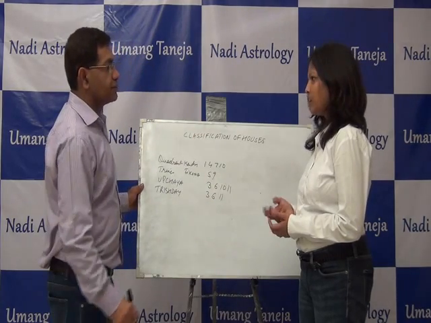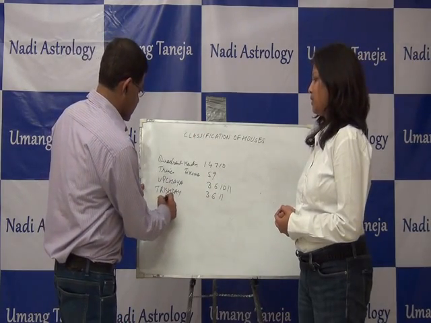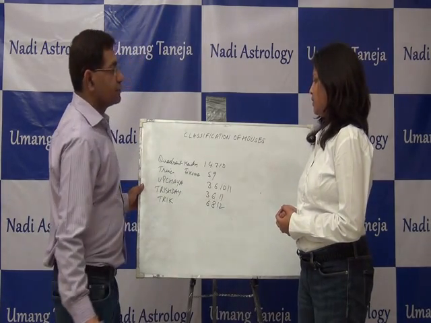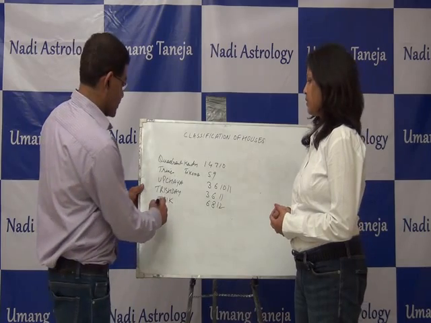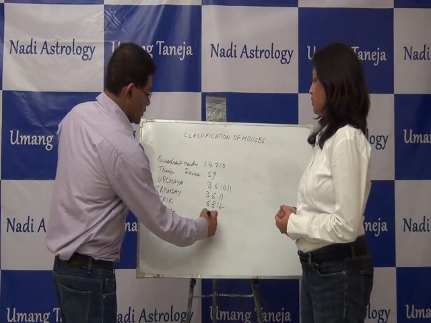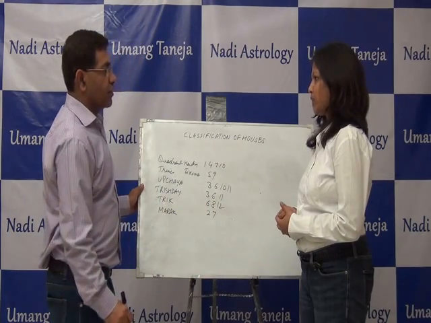Then we have Trik houses. Which are the three houses? That is 6, 8, 12. Then we have Marak, that is 2 and 7. And one Badhak also.